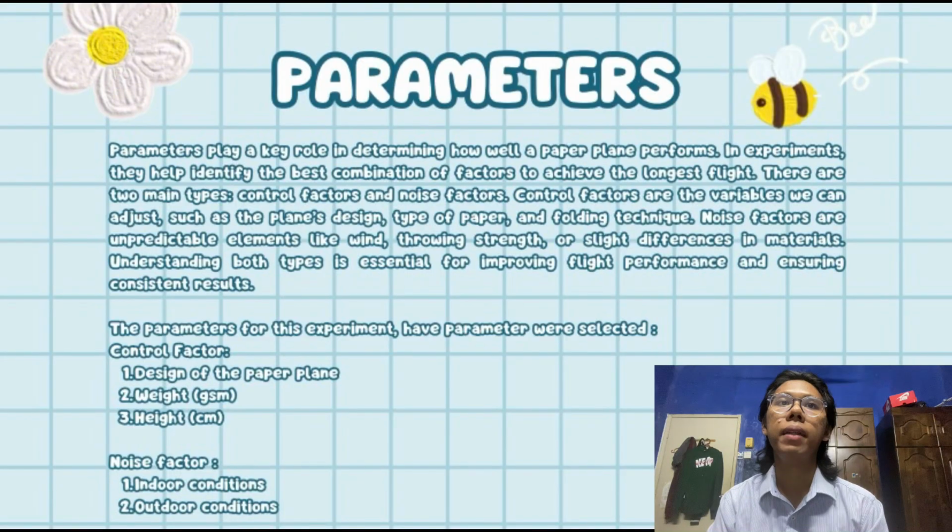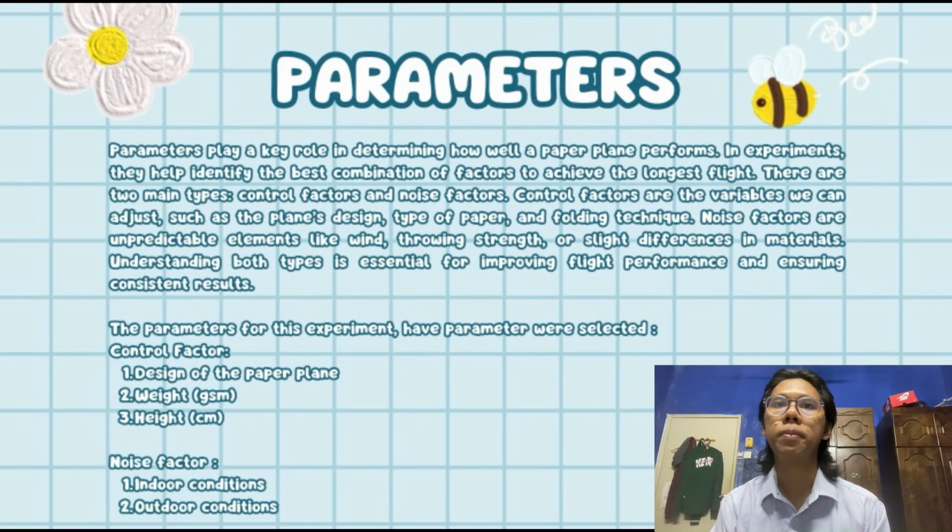Next, parameters play a key role in determining how well a paper airplane performs. In experiments, they help identify the best combination of factors to achieve the longest flight. There are two main types: control factors and noise factors. Control factors are the variables we can adjust, such as the plane's design, type of paper, and folding technique. Noise factors are unpredictable elements like wind, throwing strength, or slight differences in materials. Understanding both types is essential for improving flight performance and ensuring consistent results.